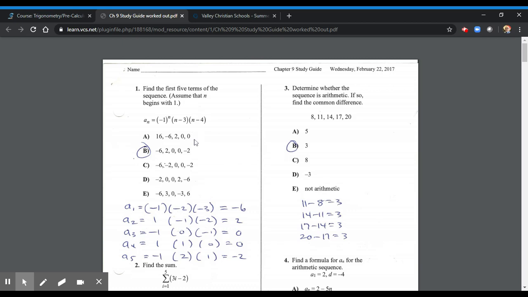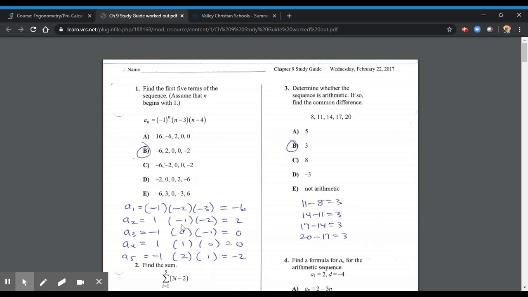Number one, find the first 5 terms of the sequence. Assume that n begins with 1. So I've got a sub n is equal to negative 1 to the n times n minus 3 times n minus 4. Well, I've worked them out down here. A sub 1 is equal to negative 1 to the first power times 1 minus 3 is negative 2 times 1 minus 4 is negative 3. That equals negative 6. A sub 2, negative 1 squared is positive 1.